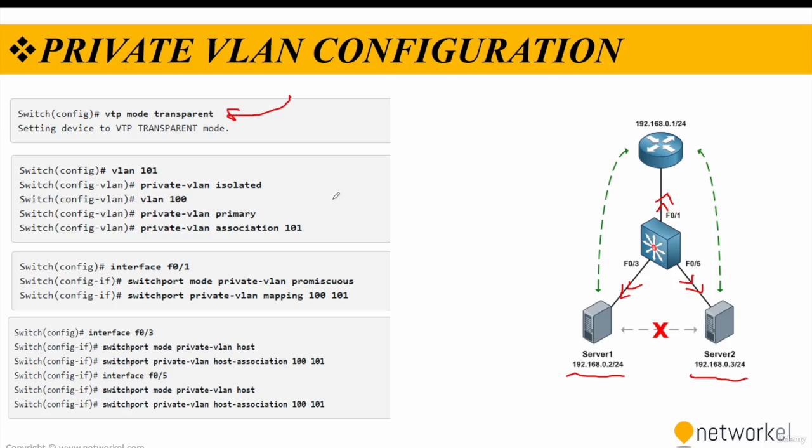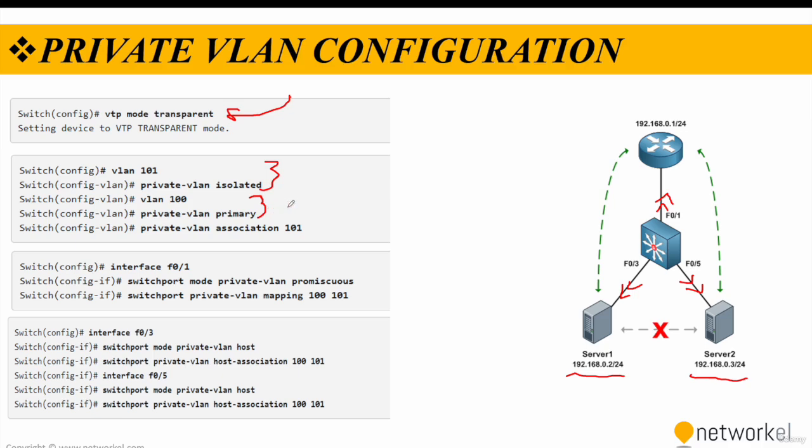The second thing, I need to define my secondary VLANs that will be used within the primary VLAN. So you need to configure isolated VLANs for complete isolation, or community VLANs if you need. So what I'm doing, I'm going ahead and defining my isolated VLAN. VLAN 101, the command is private-vlan isolated. Then I'm going ahead and defining my primary VLAN.